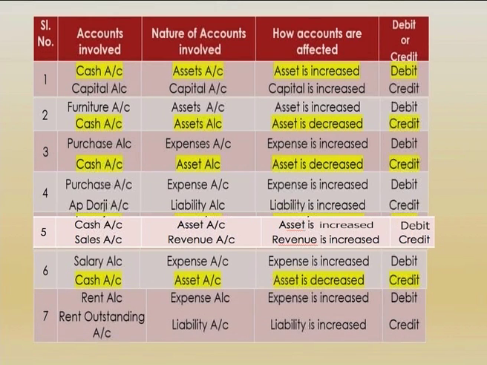7, outstanding rent. Rent and outstanding rent. Rent is expense account. Expense has increased. When there is increase in an expense, we have to debit it. Then you have an outstanding rent. This becomes a liability. Liability has increased and thus it is credited. So this is how we apply the modern approach of accounting to classify to debit and credit respective transactions.